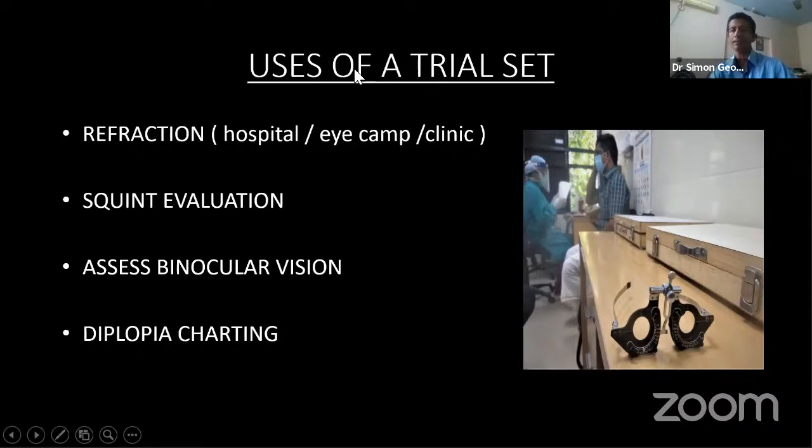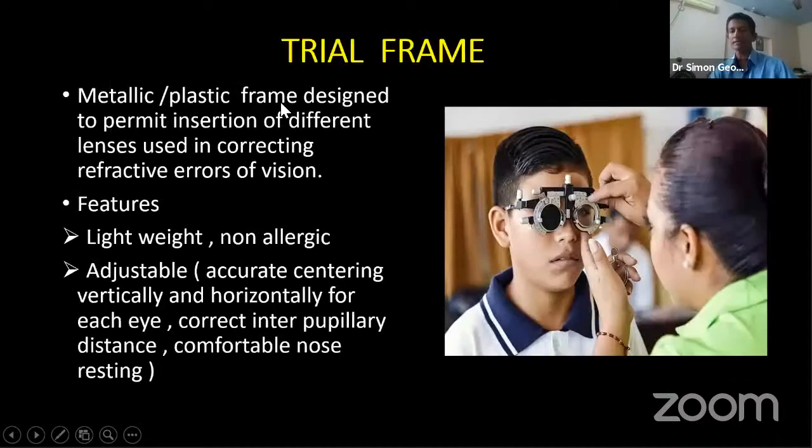Now the last part, the trial frame. This is the frame on which you put the different lenses while you test for the vision and rule out refractive errors. You can see there are two circles, and there is a frame with some knobs by which you can adjust the interpupillary distance and also the position of the nose rest. Here you can see the occluder has been put in front of one eye and the lens has been put in front of the other eye.